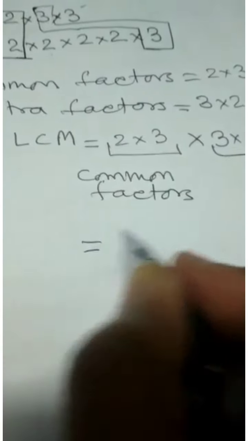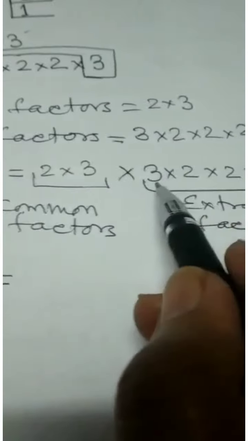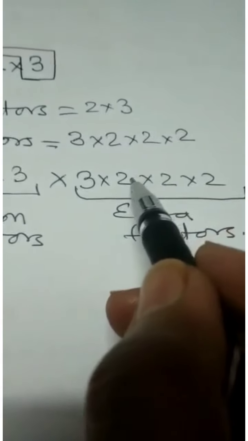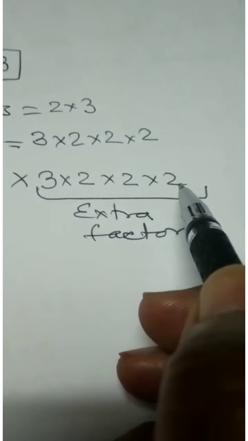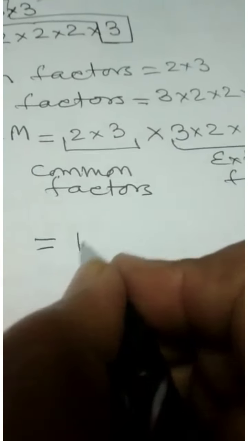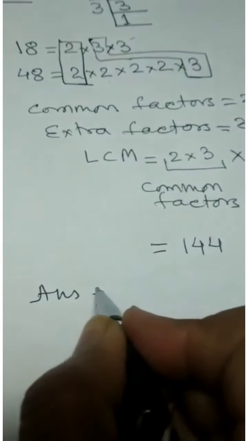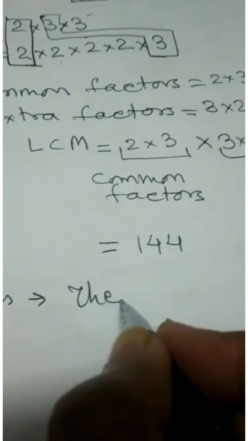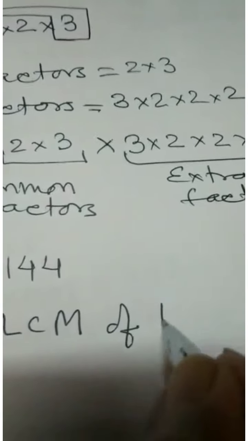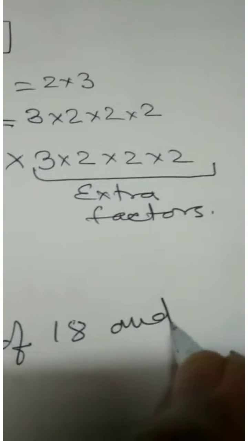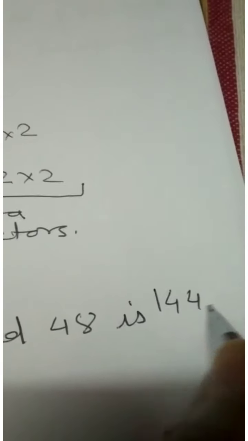Now multiply all the factors. 2 3s are 6. 6 3s are 18. 18 2s are 36. 36 2s are 72. 72 2s are 144. So write the answer. The LCM, least common multiple, of 18 and 48 is 144.